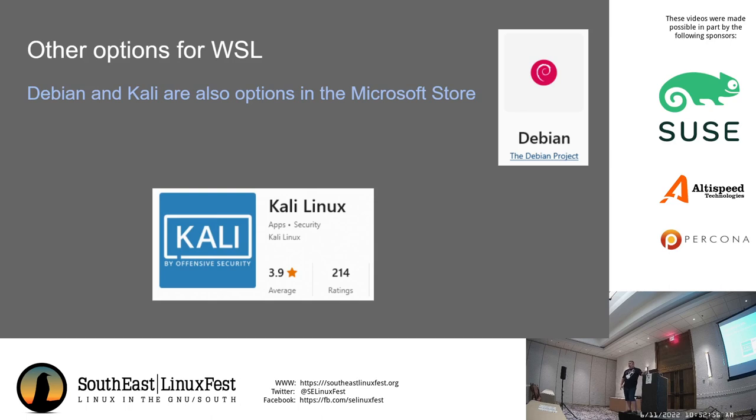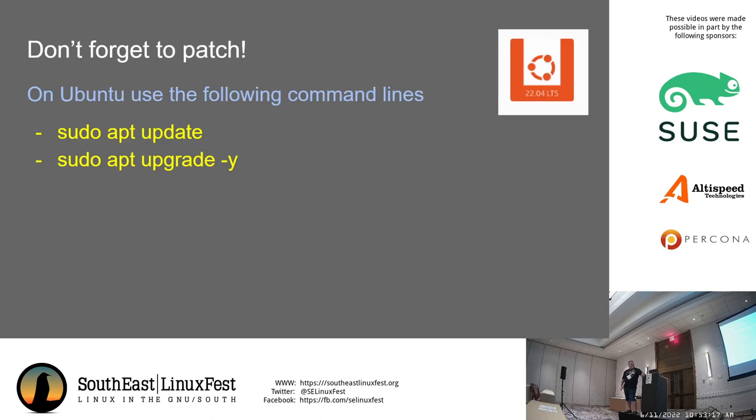Again, you may not be able to put it in promiscuous mode if Microsoft doesn't allow you putting the NIC in promiscuous mode, but you'll be able to try some of the tools. Again, nothing GUI. Maybe in Windows 11, maybe. And then don't forget to patch. So I'm a security guy. Even the Ubuntu CLI that comes from the Microsoft Store, you need to patch. So run sudo apt update and upgrade often. You do need to keep that patched too.